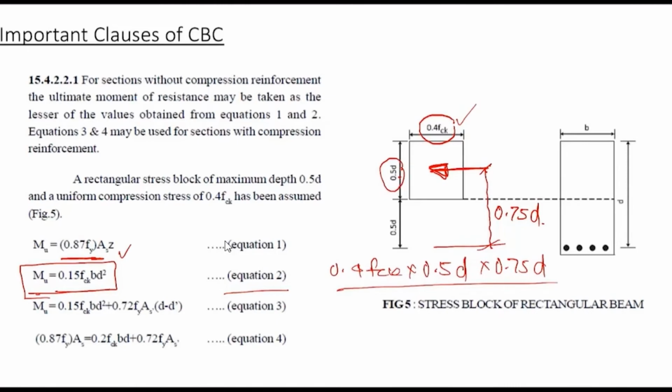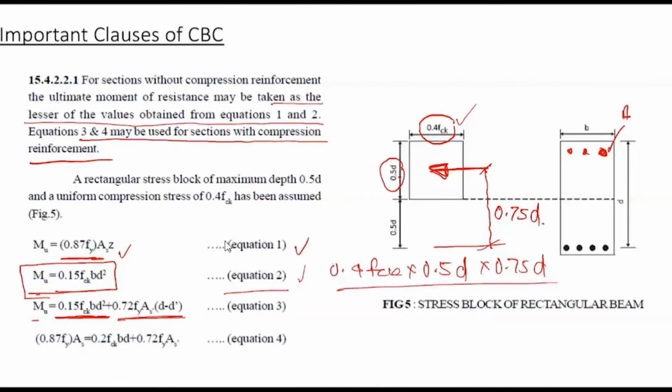For a section without compression reinforcement, the ultimate moment of resistance may be taken as the lesser of the values obtained from equations 1 and 2, and equations 3 and 4 may be used for a section with compression reinforcement. Now look at equations 3 and 4. So Mu is due to the compressive force, this is due to the compression block, and this is due to this reinforcement.